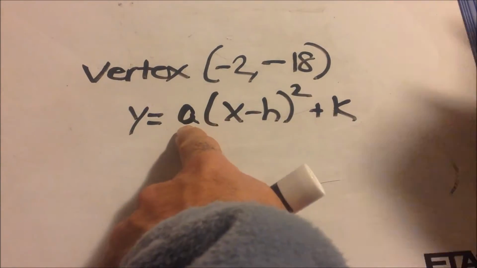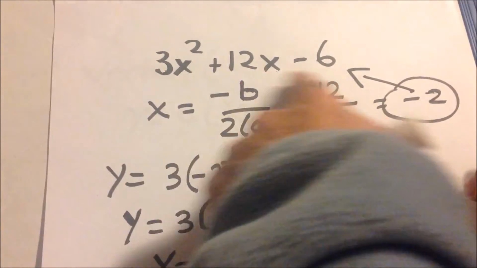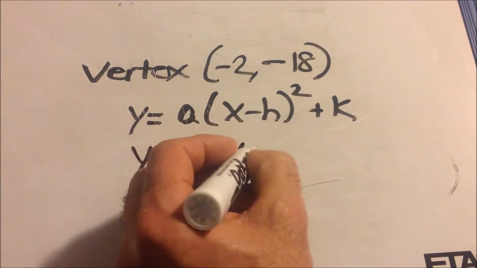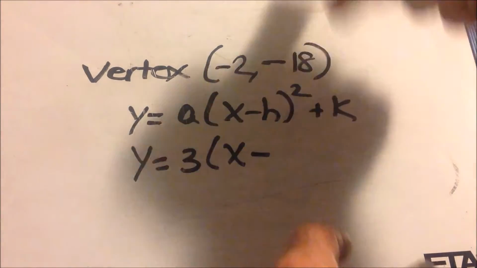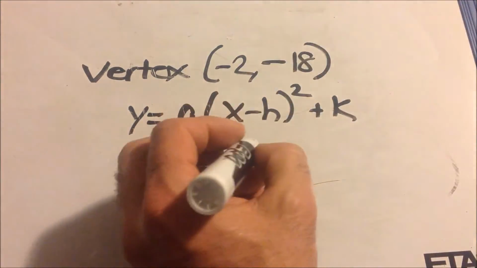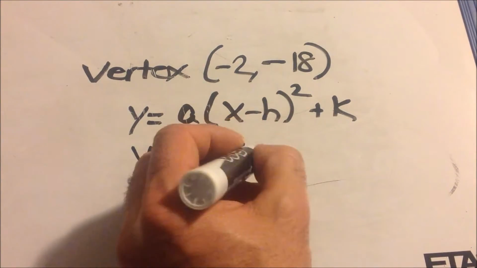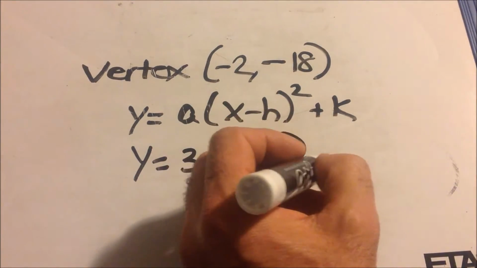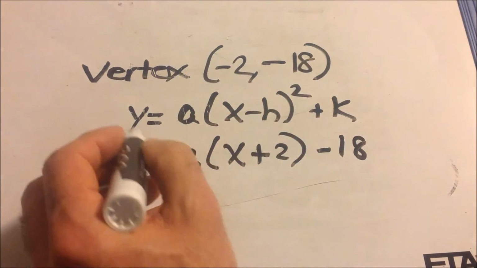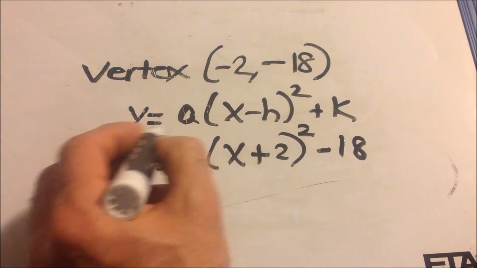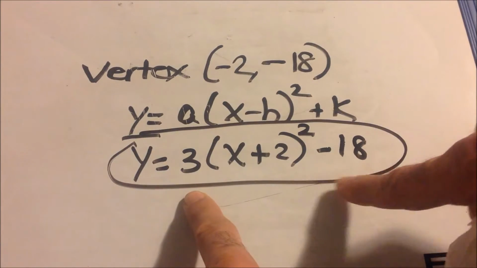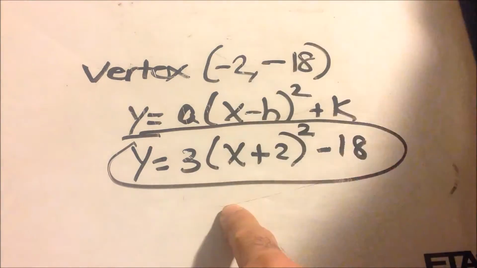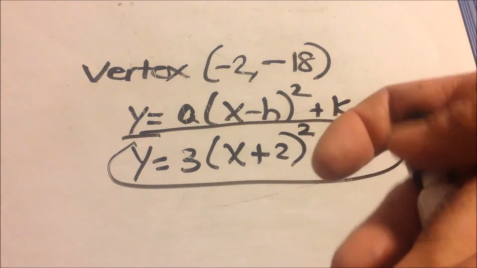So what is a? 3. Right here in the standard form, it's 3. So we have y equals 3. It's x minus the h. Remember, the h was the x in the vertex, which we said was negative 2. So minus negative 2 is plus. We had a minus 2. That's why we have plus there. And the k was minus 18, so I'll put minus 18. So this, right there, don't forget it's squared, is in vertex form. So we went from standard form to vertex form.